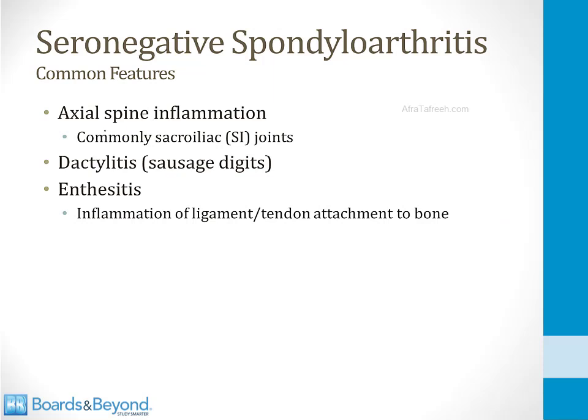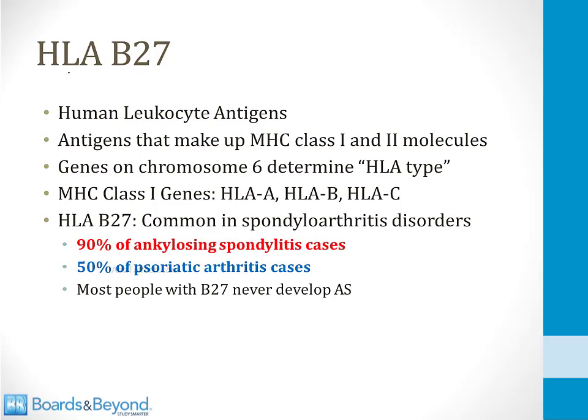In many of these disorders, there is axial spine inflammation. That's why they are called spondyloarthritis conditions. Classically, this involves the sacroiliac joints, which is in the lower spine and presents as lower back pain. Also, many of these conditions involve dactylitis, that's swelling of the fingers, classically described as sausage digits. This occurs because there's swelling of the soft tissue around the joints in the fingers. And then finally, enthesitis is inflammation of ligament and tendon attachments to bones. This often happens where ligaments insert into the heel, and this leads to heel pain, which is a common feature of many of these disorders.